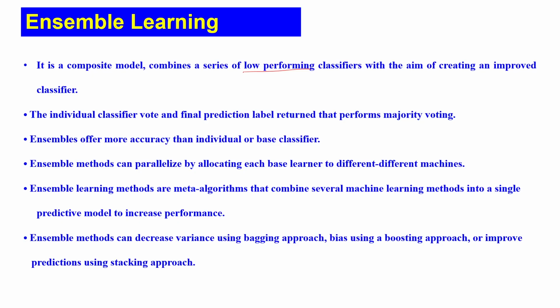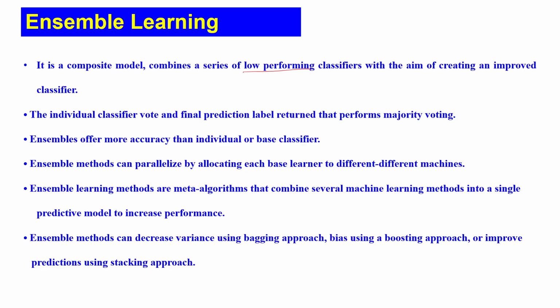So, it is a composite model, basically a committee based model. It combines a series of low performing classifiers or models. Each individual classifier will vote, remember this, and the final prediction returns the model which gets the majority voting. That is what it is. This is distinctly different, remember this. You understand that? That is a very important aspect.